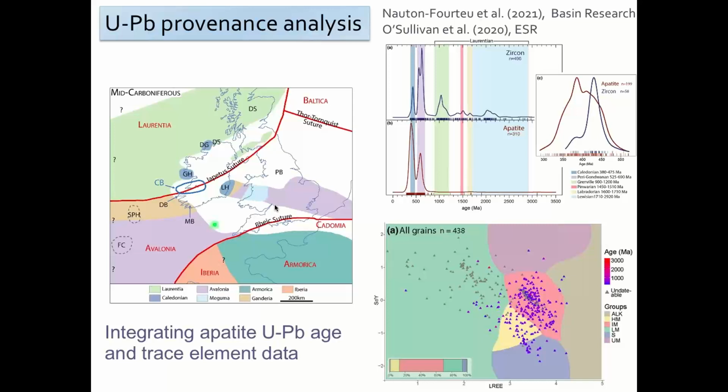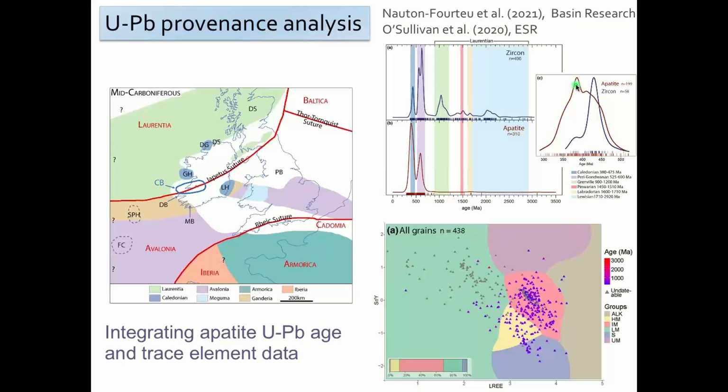So for example, we can see that if we looked at this Caledonian peak, which in the zircon is about 430, the apatite peak's maybe about 30 million years younger. And that's because apatite is recording the cooling of these Caledonian granitoids, and the zircon is recording the crystallization age of these Caledonian granitoids. And we also simultaneously acquire trace element data when we acquire our uranium-lead apatite ages.